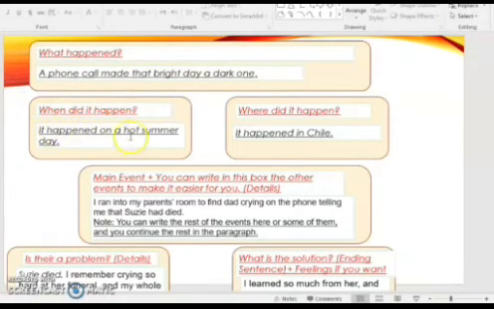When did it happen? It happened on a hot summer day. So this is the time. And the place, where did it happen? It happened in Chile. So these 3 boxes should be mentioned in the topic sentence. Okay, now we move to the body or to the supporting details.